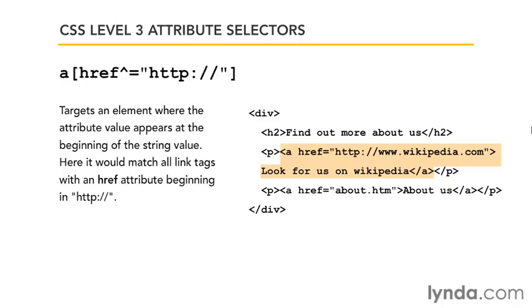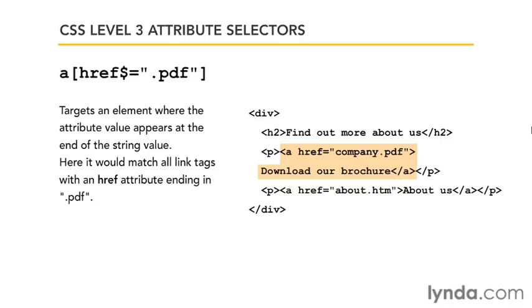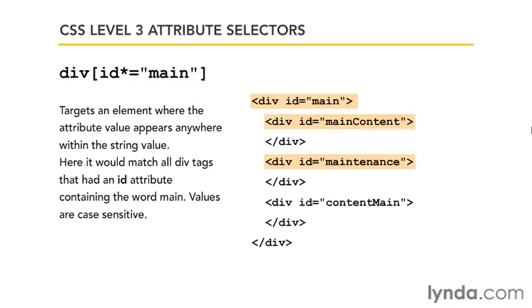By changing the caret to a $, we target a suffix rather than a prefix. So in this case, we would be targeting any link to a PDF file. Finally, by adding an asterisk prior to the equal sign, we match any attribute value that contains the string value. In this case, any element with an ID that contained main would be targeted. Now, it's worth noting here that CSS is case sensitive.